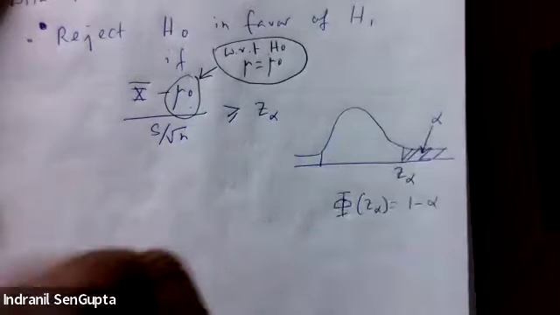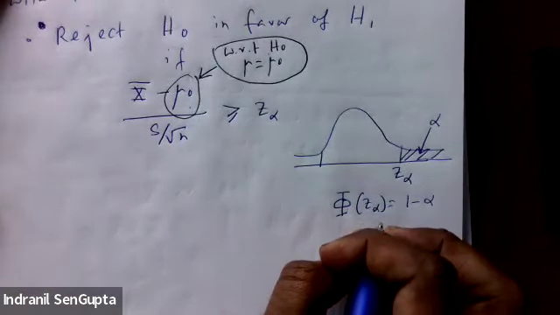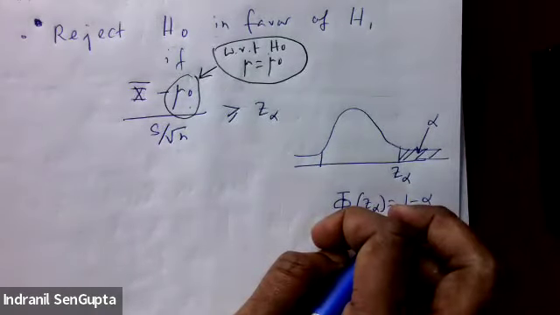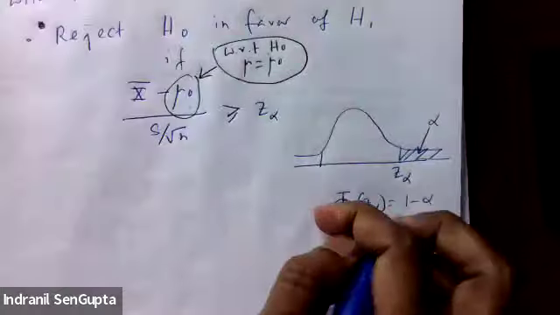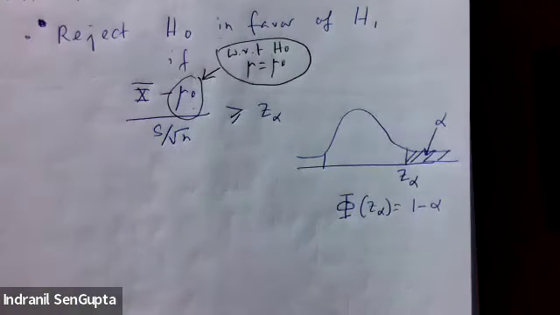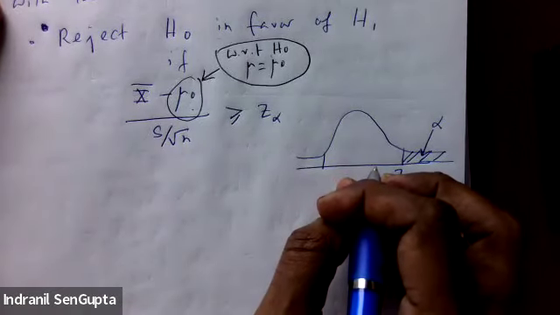Let's see. Can we find the power of the test in this case? So this is the decision rule. We'll do some examples on this one later, but let's see if we can compute the power function.